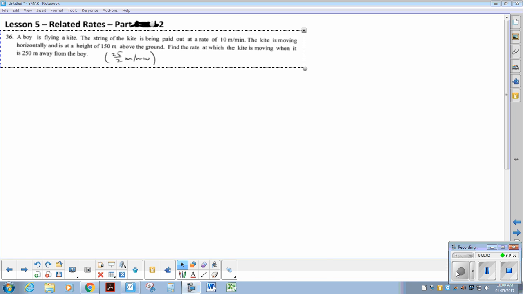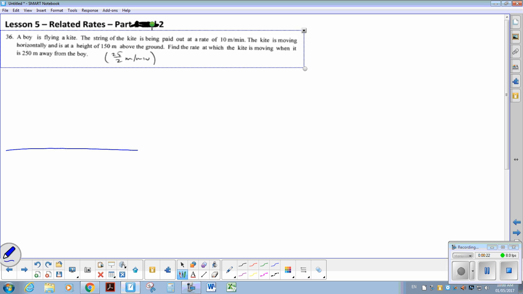Hello, this is from Unit 4, Lesson 5 in related rates, Part 2. So question 36 there. A boy is flying a kite. The string of the kite is being paid out at 10 meters a minute. Paid out is kind of an odd expression, but I assume they mean let out.